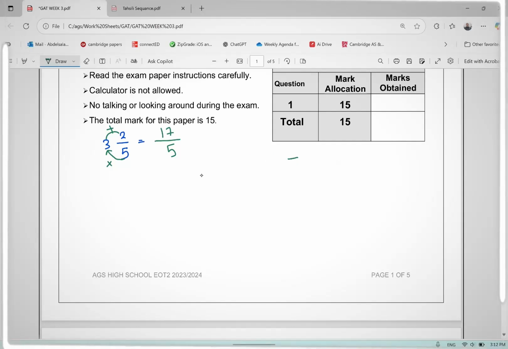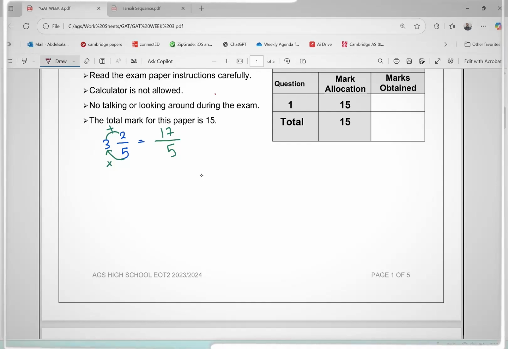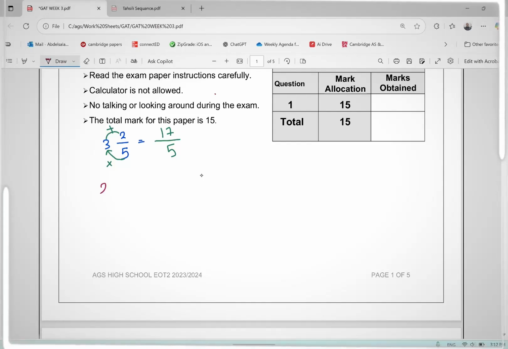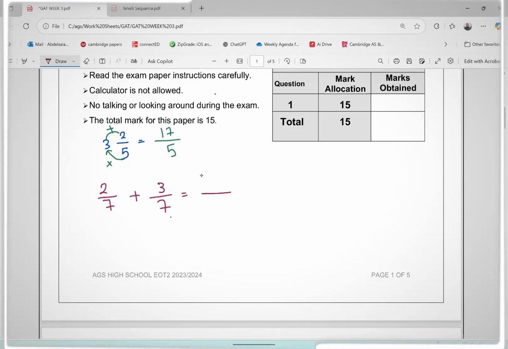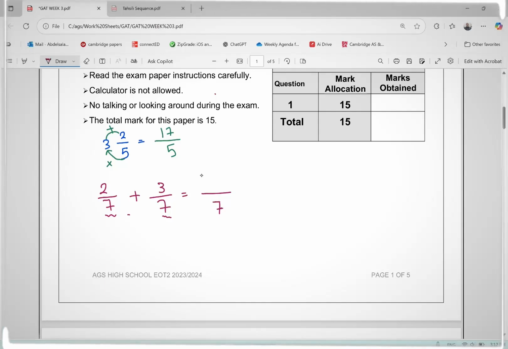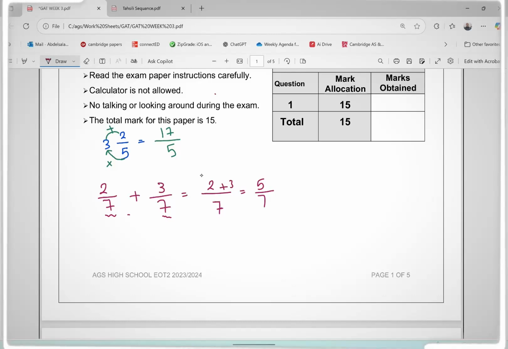What else do I have to know? How you can add or subtract fractions. For example, if I have 2 over 7 plus 3 over 7 equals, we should have the same denominator. It means I have to keep the same denominator as it is. And here I will add 2 plus 3 equals 5 over 7.